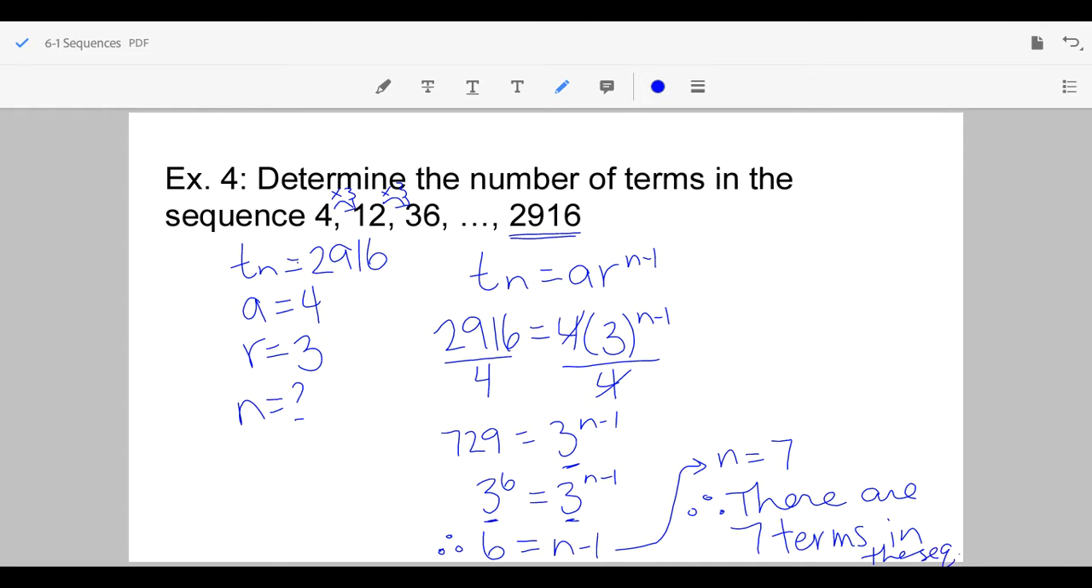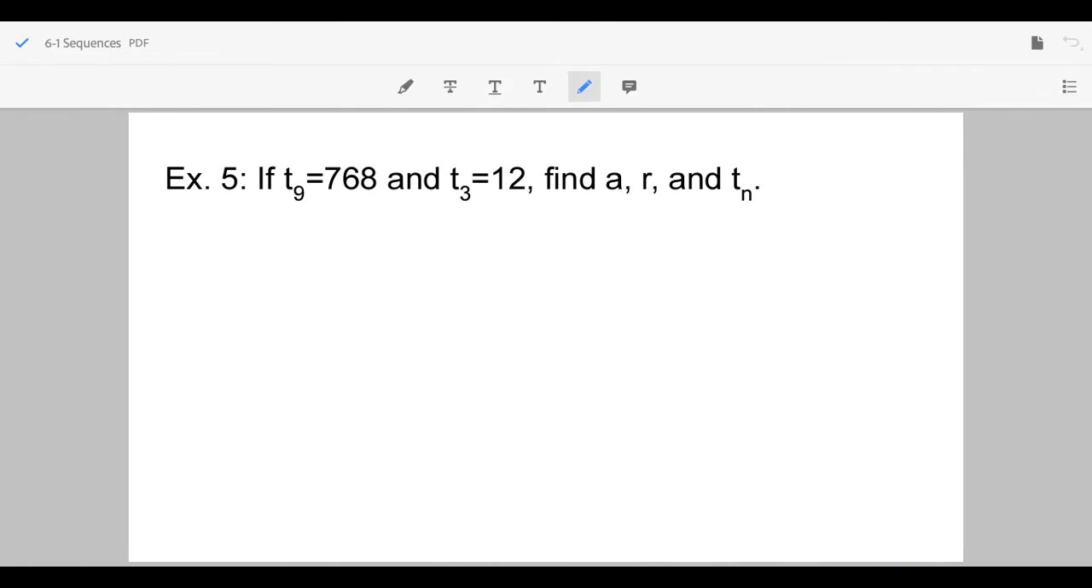Another way you could figure this out is just go 4 times 3 is 12, 12 times 3 is 36, multiply it a few more times, and you'll find out that this number right here will be term 7. The exponent part of this, like I said, we'll do a little bit later, so you'll get a little more practice with that.